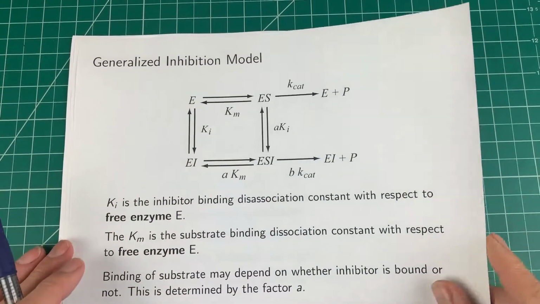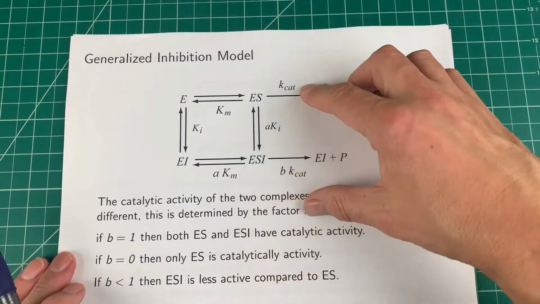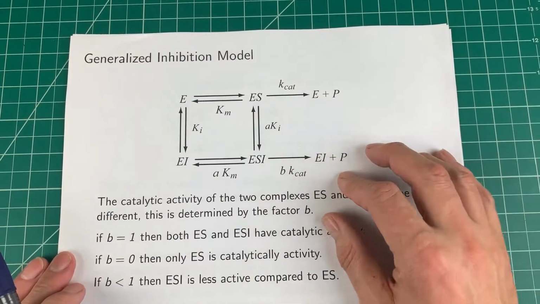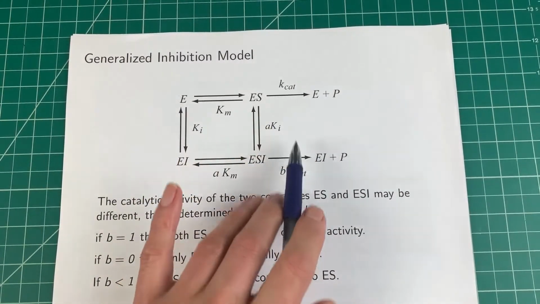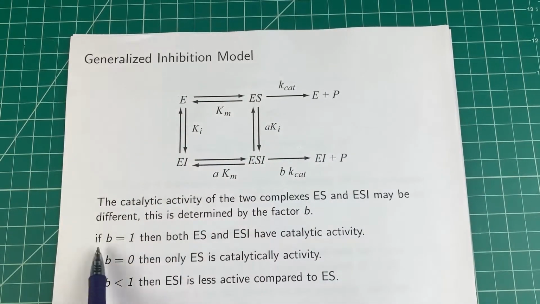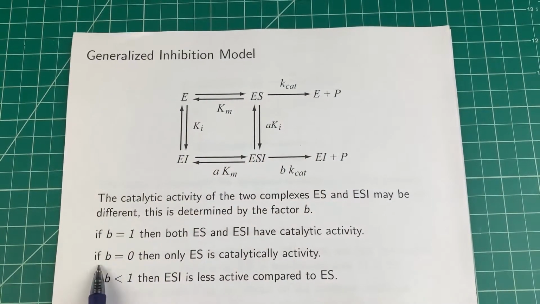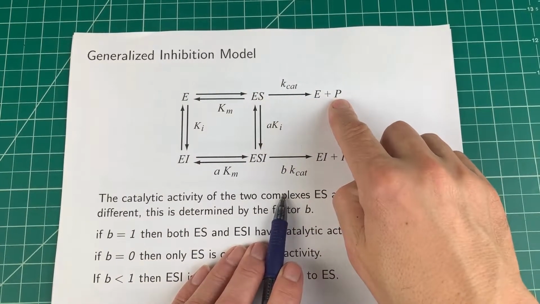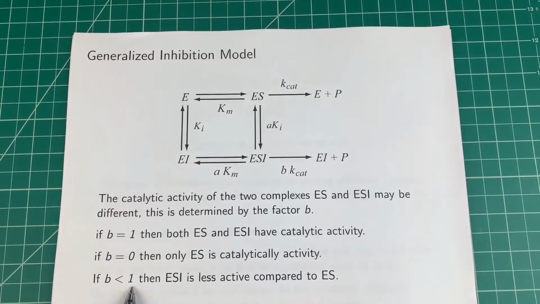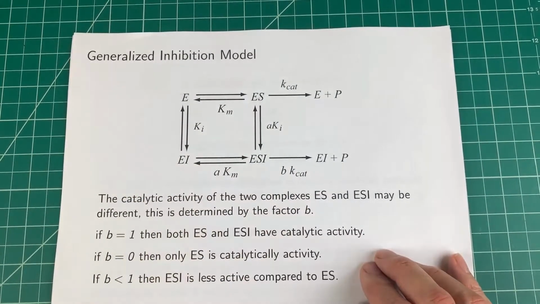All right. Now, the other factor is this B factor. We've got two ways to produce product, in principle at least, and they could be different in the rate at which they release product. That's what this B factor is for. If B equals 1, then both are equally good at producing product. If B is 0, only this step can produce product. And if B is less than 1, which we are going to consider, then this state is less active than this and it produces less product.